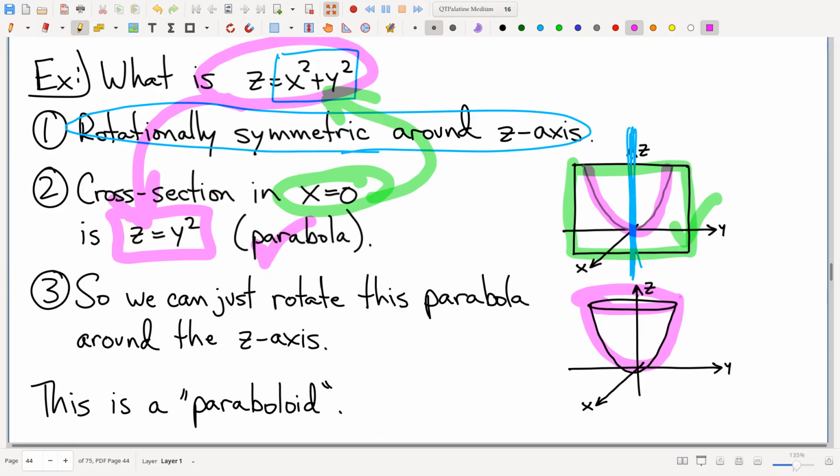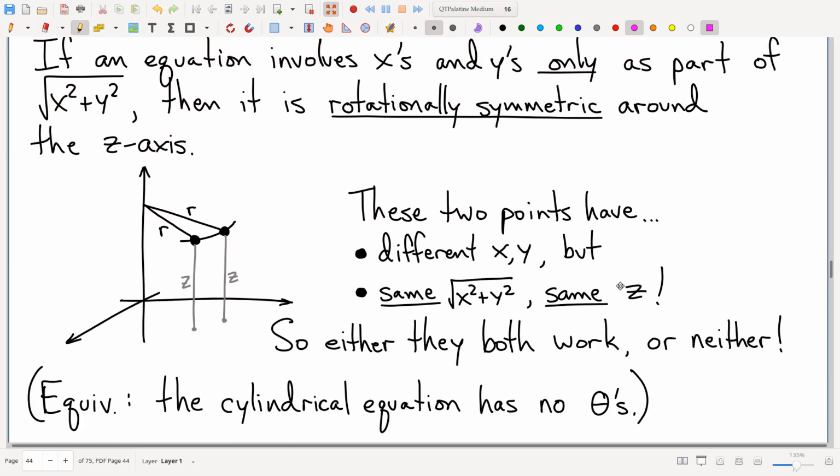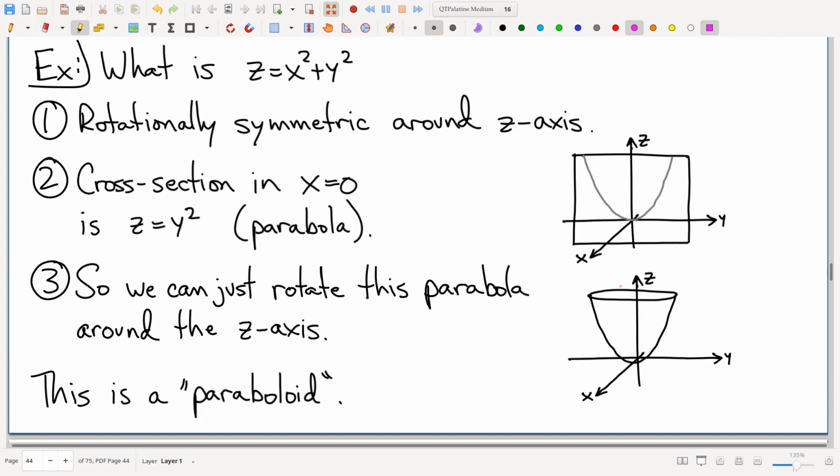Oh my gosh. By the way, side note, this surface is called a paraboloid. A little unsurprising, I think. It's based obviously on the fact that it's a rotation of a parabola. So anyway, heads up on the term paraboloid. We'll be using that term here and there. Okay. All right. So that's the deal. That's why this observation about rotational symmetry is so powerful. It allows us a foot in the door to identify surfaces.